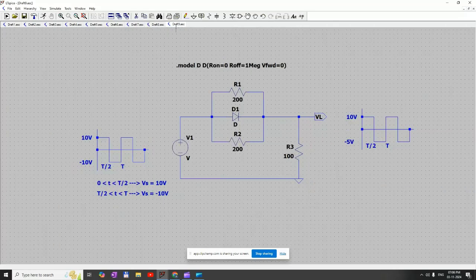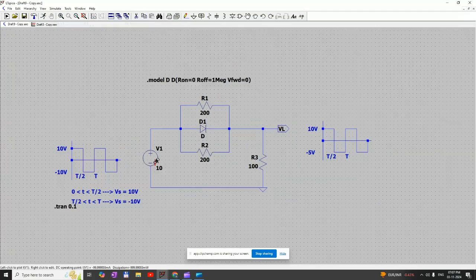So we can conclude this circuit like this: if we apply plus or minus 10 volt at the input, in the positive cycle we are getting plus 10 volt, and in the negative cycle we are getting minus 5 volt. Let us simulate this circuit.